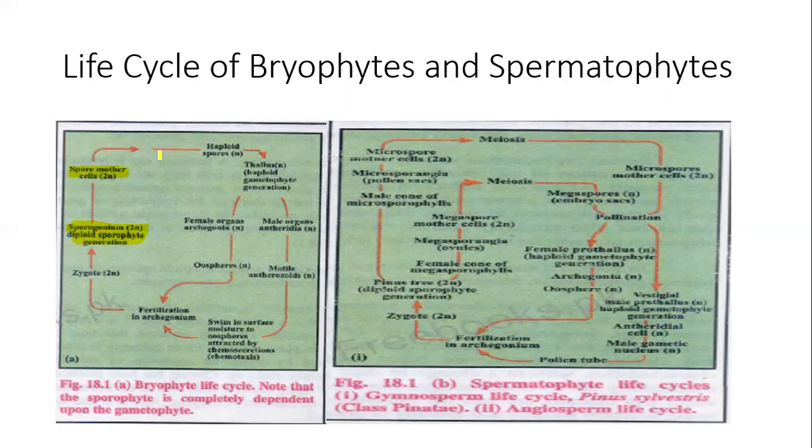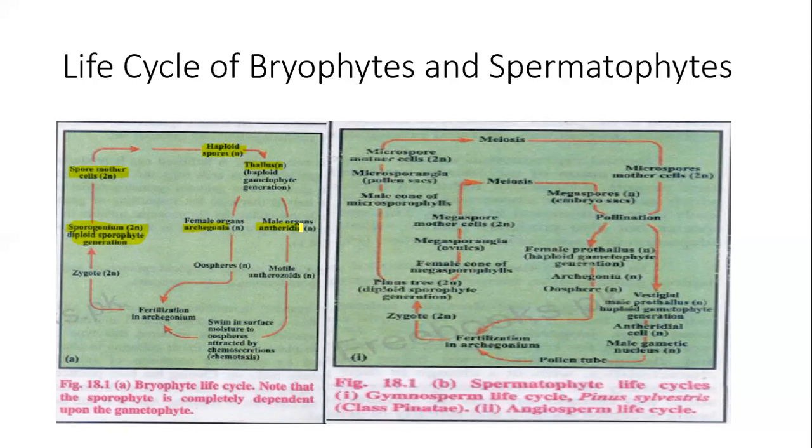Here you can see this line shows the process of reduction division or meiosis. After meiosis, haploid spores are produced from the spore mother cells, which will give rise to the thallus. The thallus is also called the gametophyte, and it is the haploid generation. Then the gametophyte will give rise to the sex organs: the female sex organ, called archegonia, and the male sex organ, called antheridia.